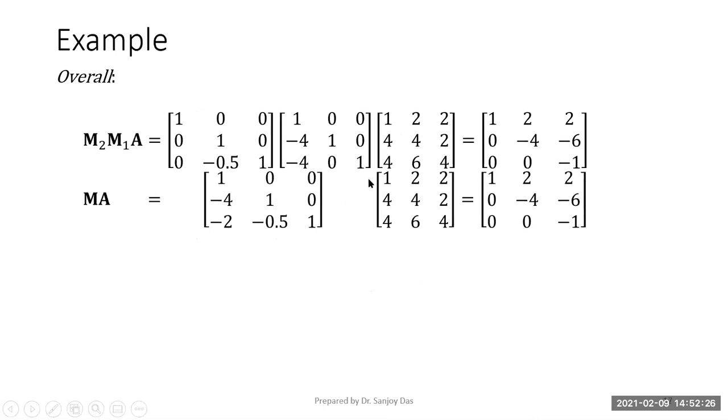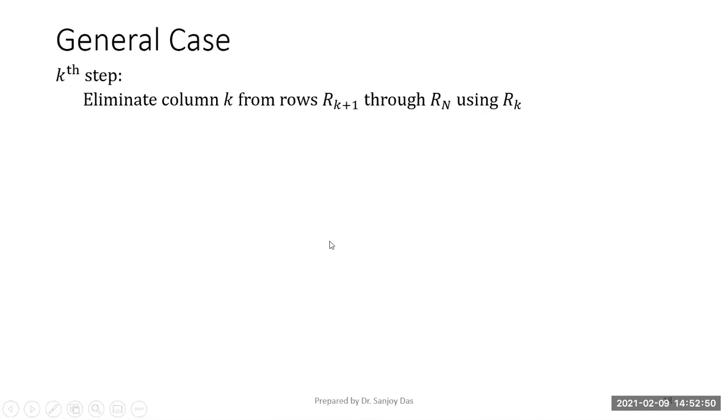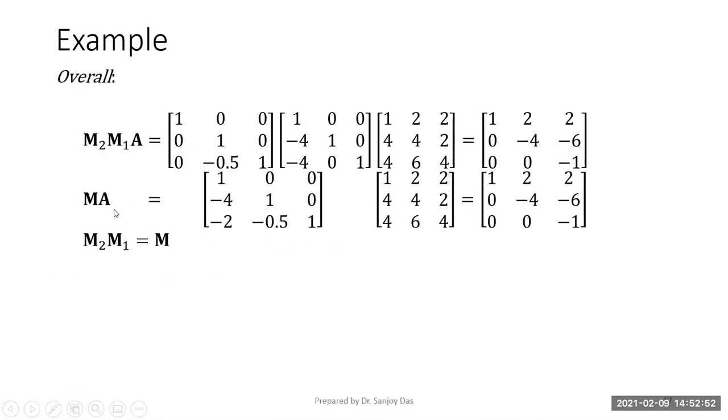Now, this is my original A. Let me multiply this M2 and M1. This is what I get. M2, M1, I'll just call it M. Okay. So effectively, what I'm doing is I pre-multiplied A with this matrix M, which is M2, M1, and then I got my final answer, MA.